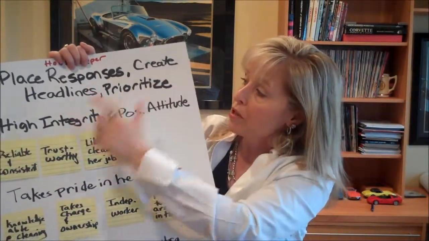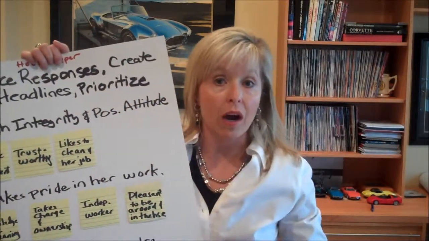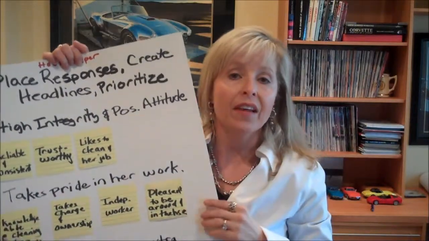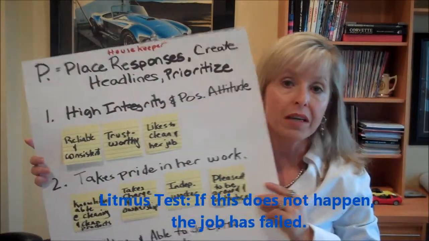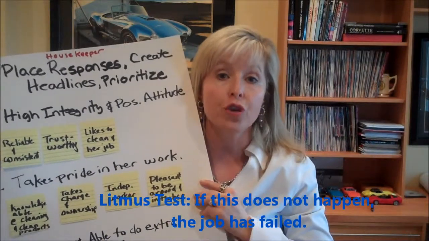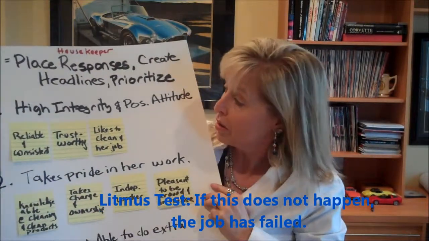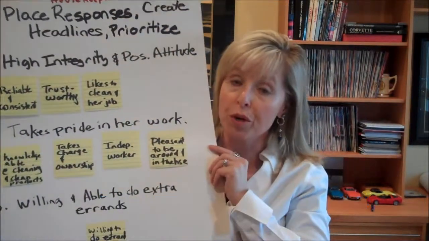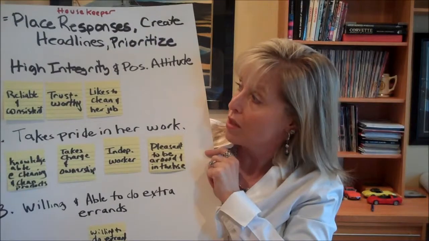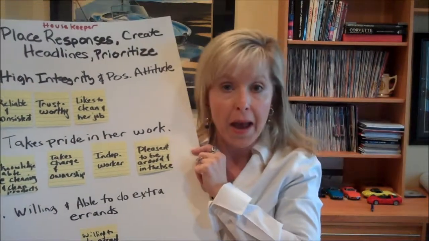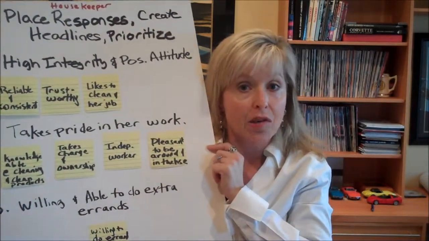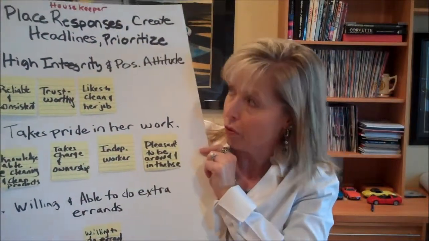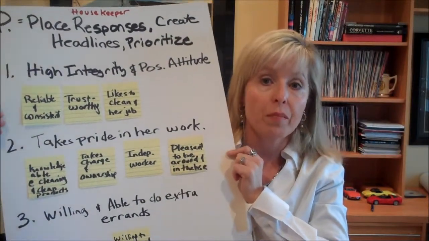I placed the responses, I've created headlines, and now I'm going to prioritize them. I already have. This is my number 1. This is number 2, number 3. And then I'm going to try the litmus test for a dashboard. The litmus test is, if this doesn't happen, the job has failed. And so if I apply that to each one of these statements, I would say, yes, that's right. Because what I'm looking for is superior performance. And these are the 3 things that if any of these don't happen, superior performance in the job as a housekeeper in the Price household has failed. Or I don't have superior performance. So that's step 2, the P.